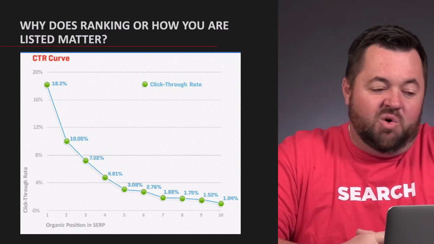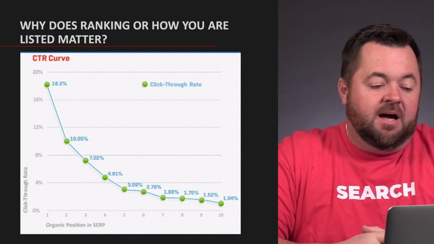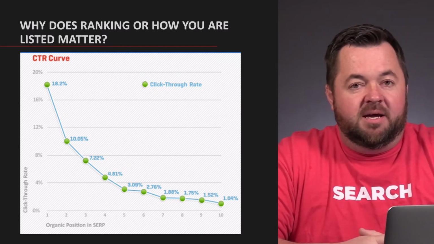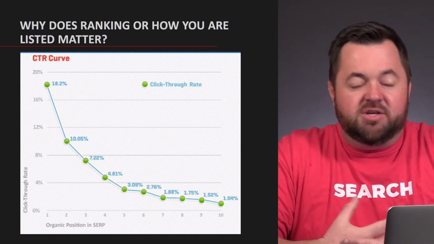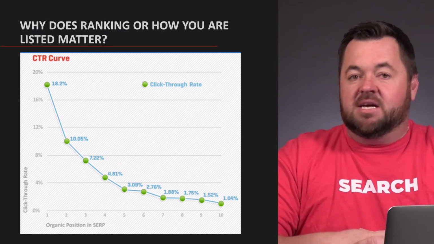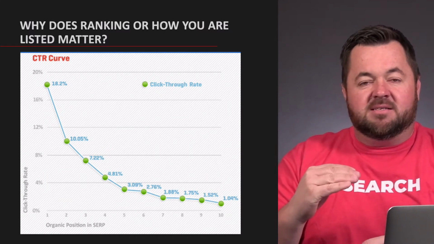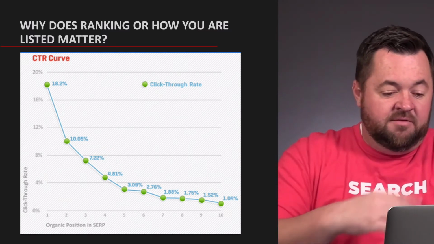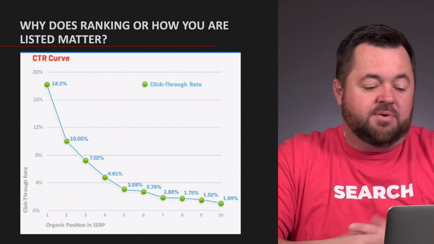Now, this is an old click-through rate curve. This data has changed quite a bit. From what I've seen on projects that I've worked on, number 1 is getting even more clicks. And by the time you get down to number 5, number 6, it's 0.5% instead of 3 to 1%.